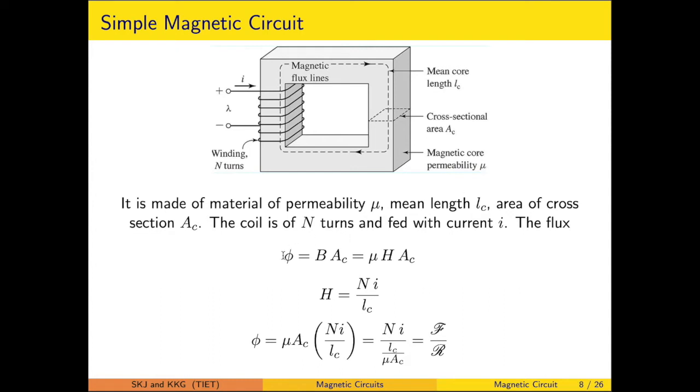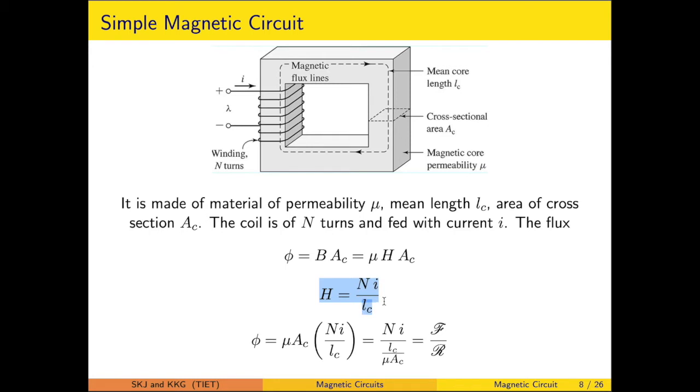The flux is the flux density multiplied by the area of cross section. B is related to the magnetic field intensity, so B is equal to mu H. The expression results in H equal to N I upon L. So this is the application of Ampere's circuital law.